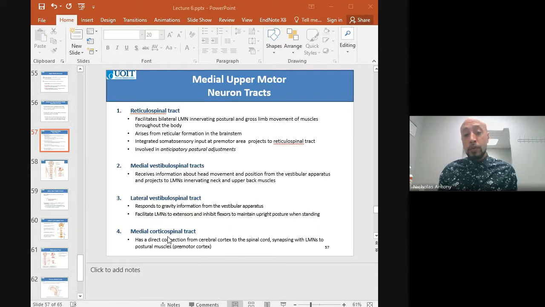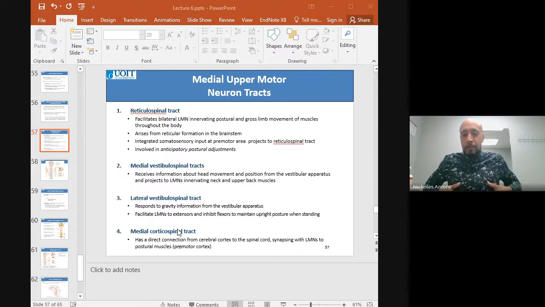The medial corticospinal tract is for fine control of our core and posture muscles. So this is coming from the premotor cortex as well. All of these tracts are subconscious except for the medial corticospinal tract, because cortico means cortex. So it's coming from cortex to spinal cord.